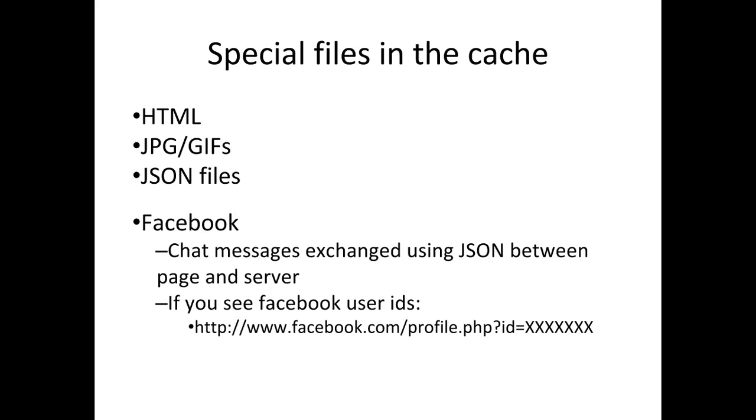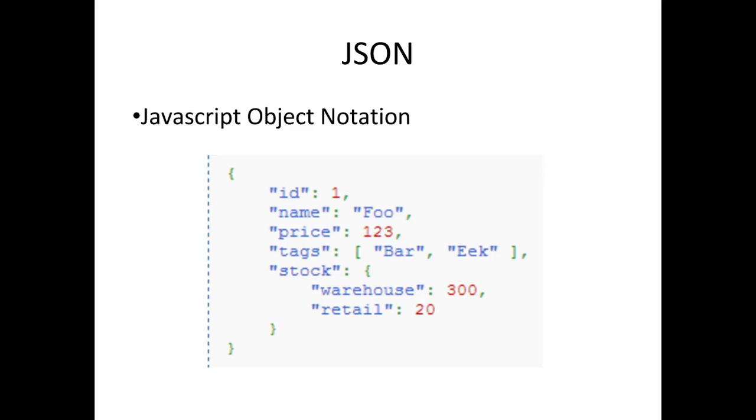You may also find some special files that Gareth has identified as being JPEG, GIFs, HTML, JSON, and Gareth has particularly identified this because Facebook chat messages are exchanged using JSON between the user page and the server. That means that if you see some standard URIs, and a standard URI given here, it may be that you're able to extract some JSON associated with the message that is being transmitted. And I believe we have some examples here in a sec.